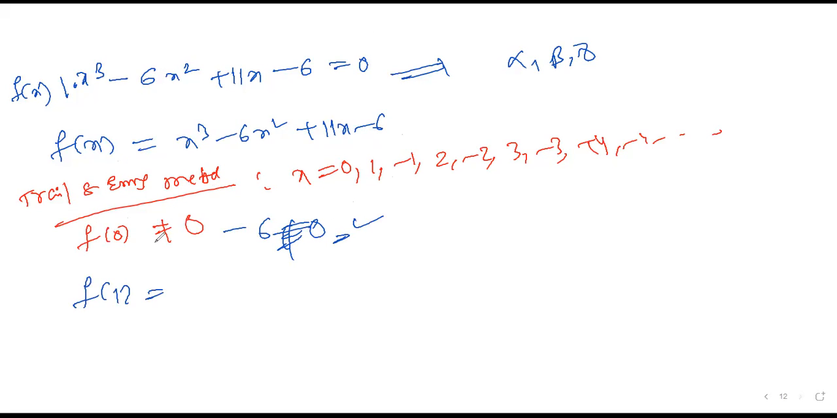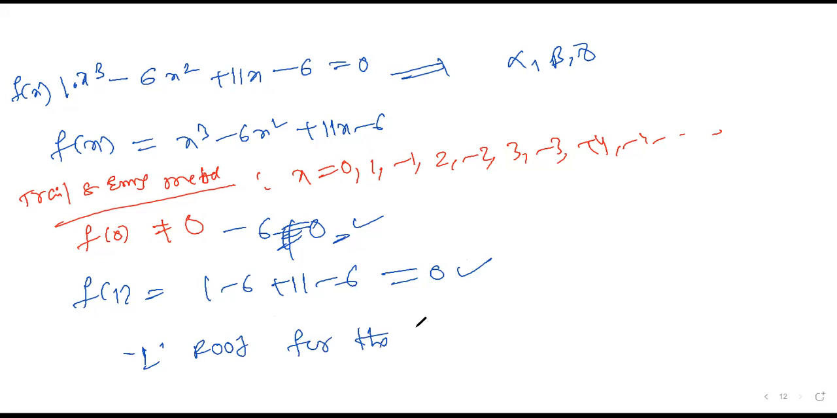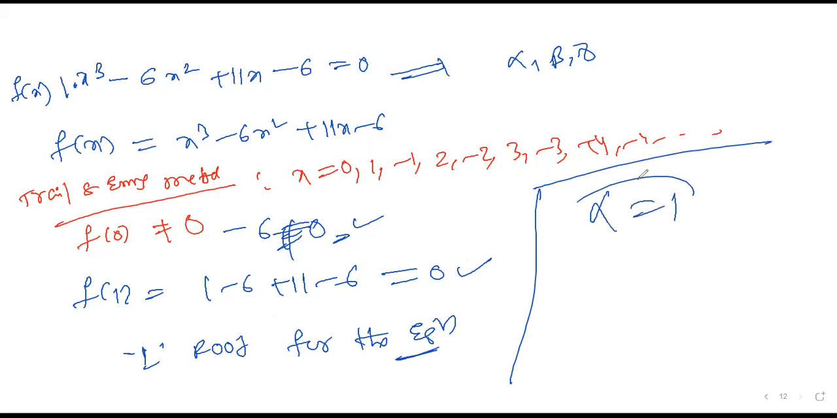But f of 1, you substitute. F of 1 means 1 minus 6 plus 11 minus 6, which is 0. This is the root. So 1 is a root for the equation here. So one root you got. Out of 3 roots, one root you got. Here let us take the assumption alpha is equal to 1.